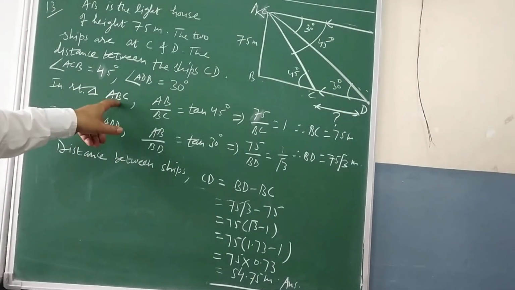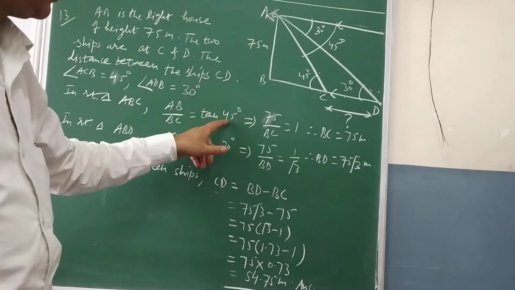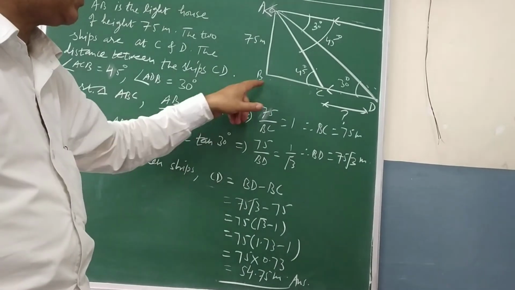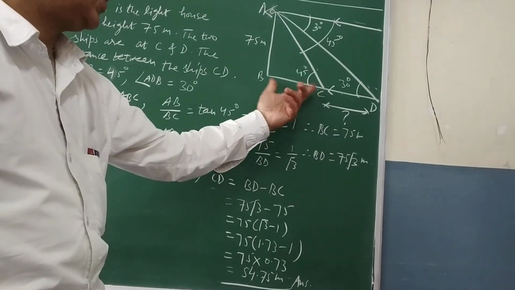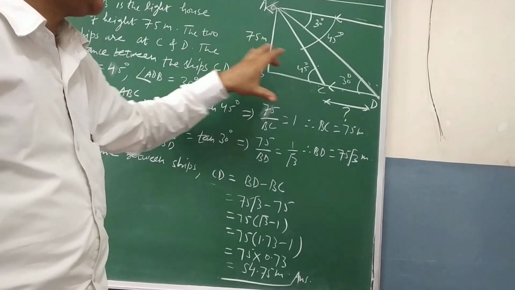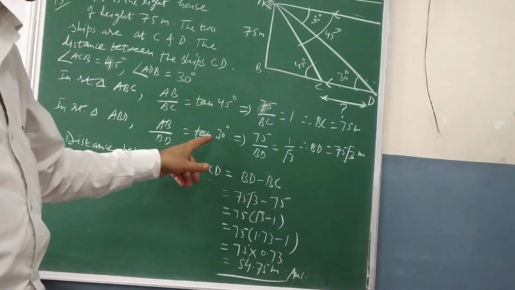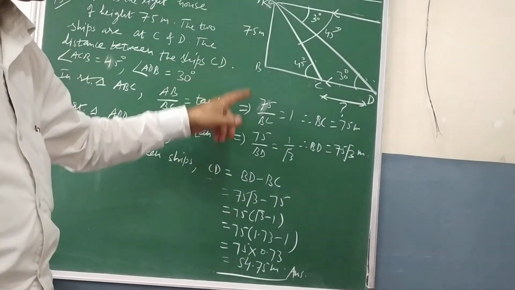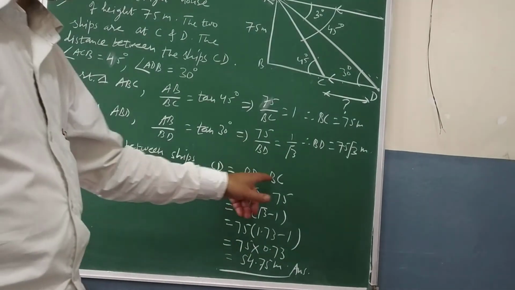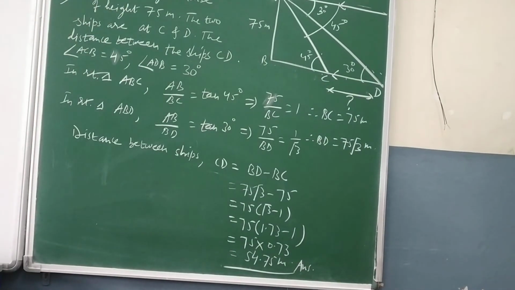So what happens here in triangle ABC? Perpendicular upon base in ABC is equal to what? Tangent theta. And theta here is 45. AB perpendicular is 75 upon BC is equal to 1. So BC will be equal to 75. Then in whole triangle ABD, again perpendicular upon base, that is AB upon BD. Now this angle is equal to 30 degree, so that is tangent 30. Again the height will remain same, 75 upon BD is equal to 1 upon root 3. So from here the length, this BD will be equal to what? 75 under root 3 meters.